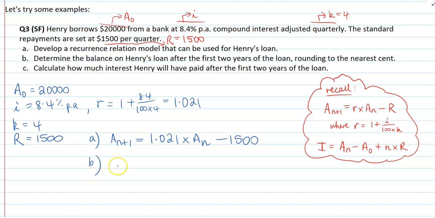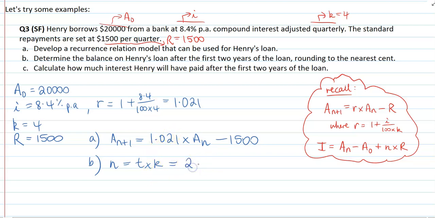For part B, we need to firstly work out the number of quarters or compounding periods that have gone by in that first 2 years. Remember, the number of compounding periods is just the time by the number of times whatever financial scenario you're talking about gets hit with interest.